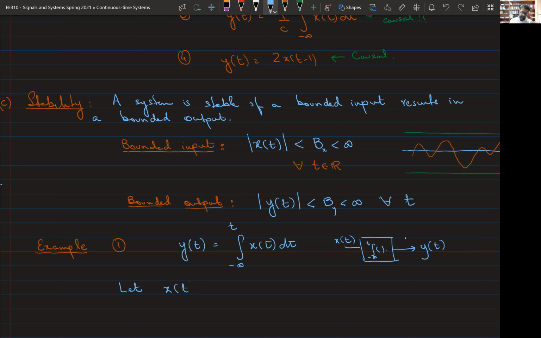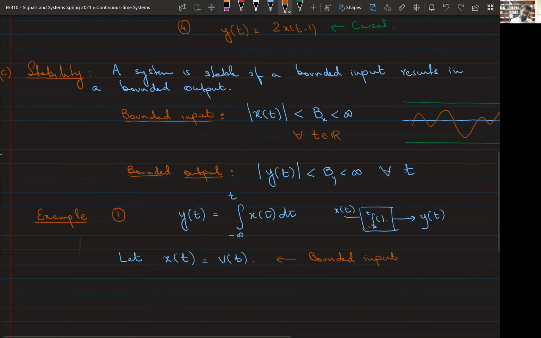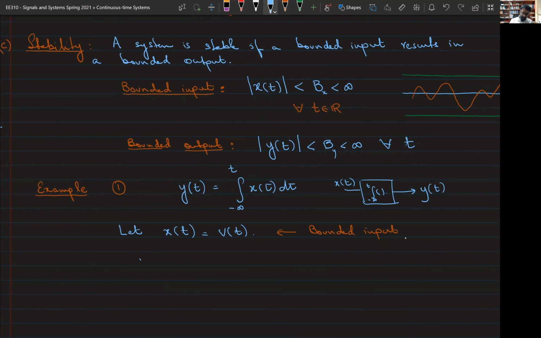Let x of t equal u of t, so it's a unit step. Is a unit step a bounded signal or an unbounded signal? It indeed is a bounded signal. So this is a bounded input. What would y of t be? y of t is going to be the integral from minus infinity to t of u of tau d tau. So what does this integral evaluate to? Can somebody help me here?